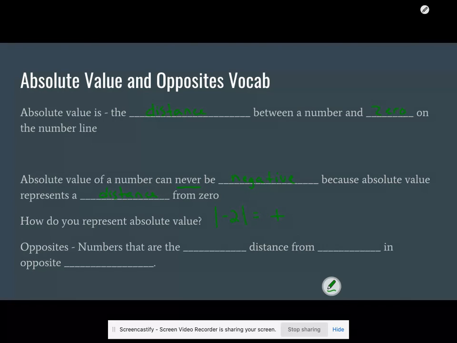Opposites are then, again, numbers that are the same distance from zero in opposite directions.